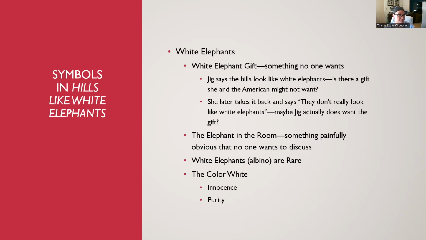There's also, when we use the term elephant, you can't help but think of the phrase the elephant in the room, which is something painfully obvious that no one wants to discuss. White elephants are albino elephants, and they are very rare. We also have to think about the color white symbolizing innocence and purity. So all of these possible explanations actually all work together. It is something painfully obvious that no one wants to discuss. A gift, possibly wanted, possibly unwanted, that is rare and represents innocence and purity. It's a baby.